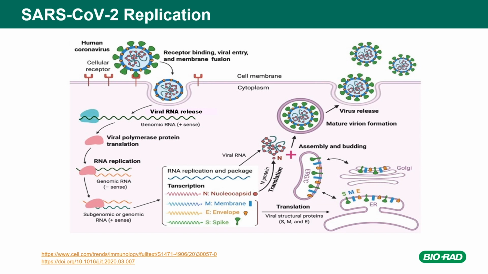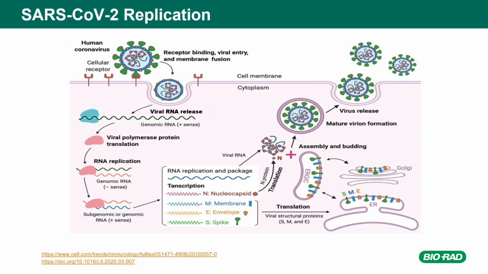SARS-CoV-2 replication. Here we see the life cycle of highly pathogenic human coronaviruses such as SARS-CoV-2. SARS-CoV-2 enters host cells by first binding to the cellular receptor, angiotensin converting enzyme 2, ACE2, on the membranes of host cells expressing the receptor, such as pneumocytes and enterocytes via the surface spike protein. The spike protein then mediates virus cell membrane fusion and viral entry. Viral genomic RNA is released and translated into viral polymerase proteins.